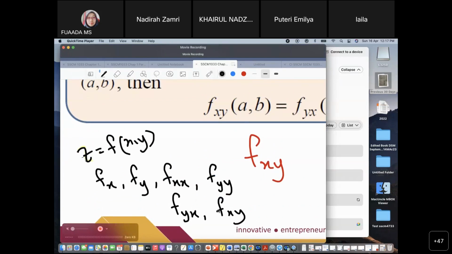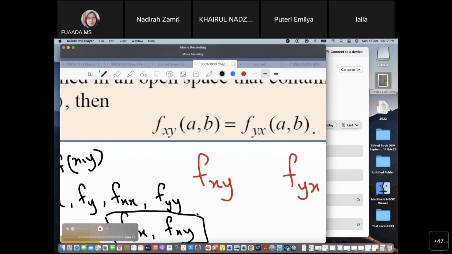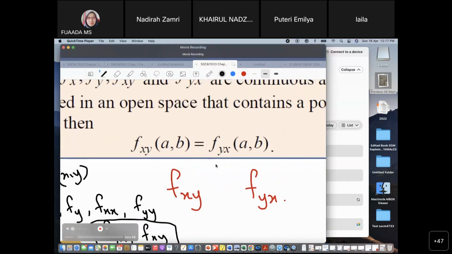But there is one special rule or special property for these two. If you look at yx and xy, this is called the mixed second order partial derivative. They have a special result where their result is always the same, xy or yx. Which means that you settle x first and then y, or you settle y first and then x, they will have the same answer.